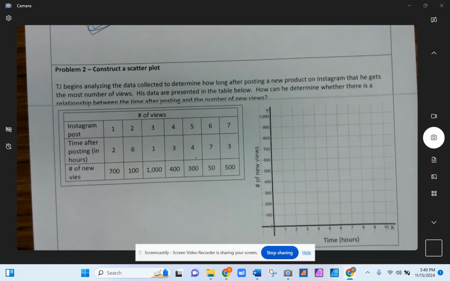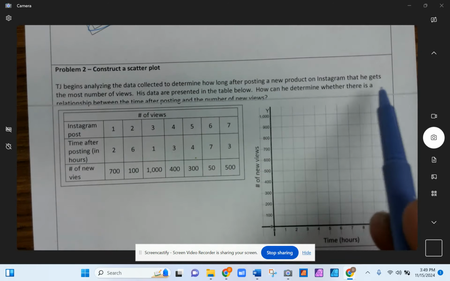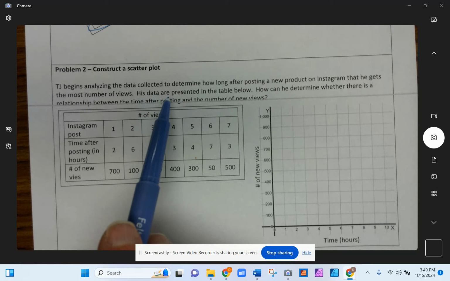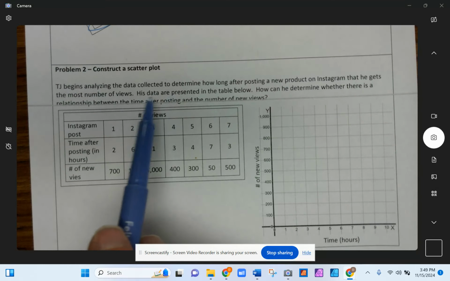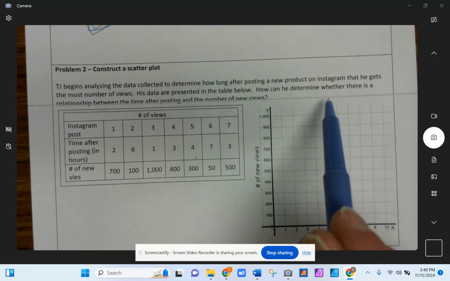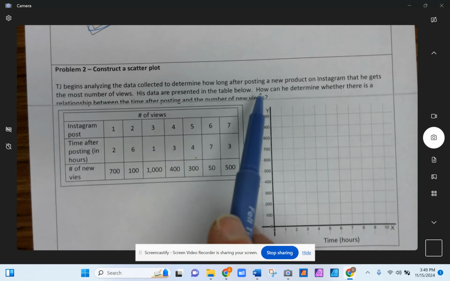Now we've got all this data right here. Kind of the same situation. He begins analyzing the data collected to determine how long after posting a new product on Instagram that he gets the most number of views. His data is presented, but data is actually plural, so his data are presented in the table below. How can he determine whether there is a relationship between the time after posting and the number of new views?